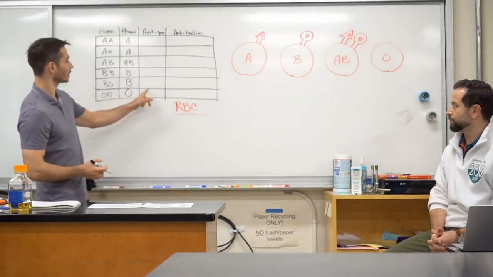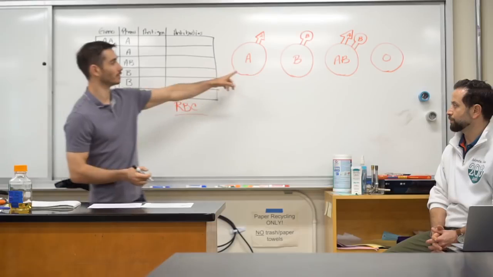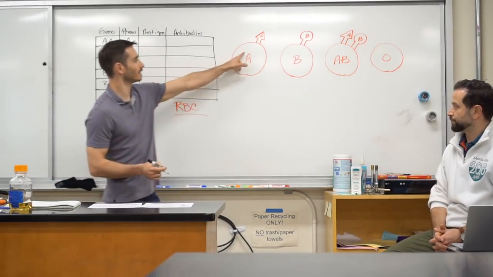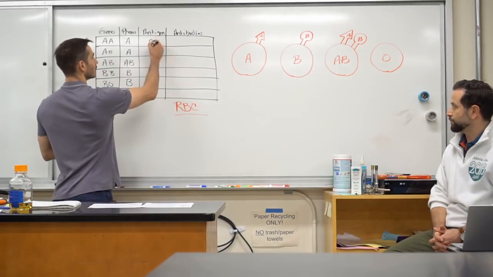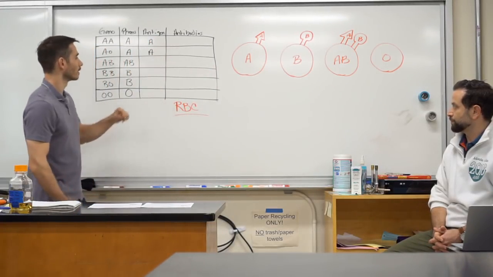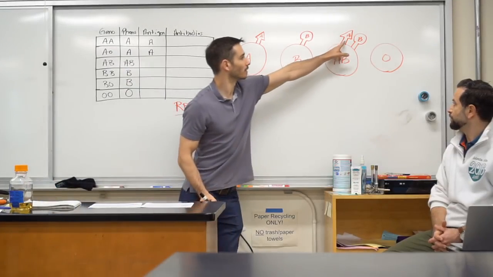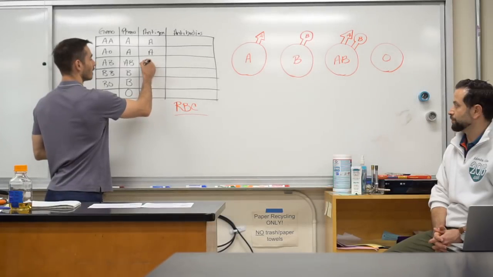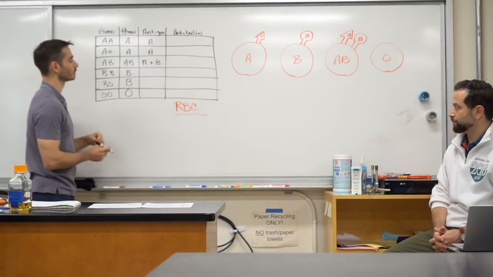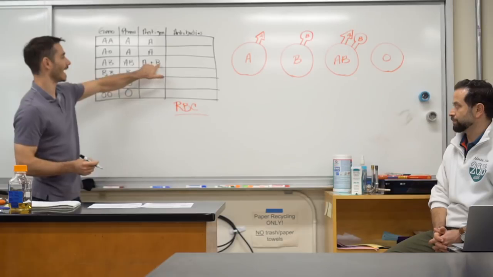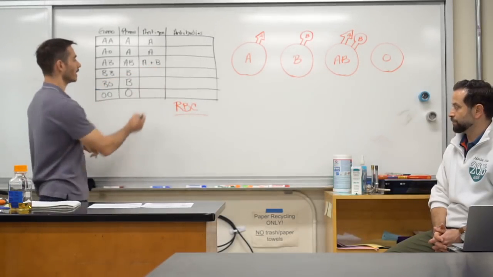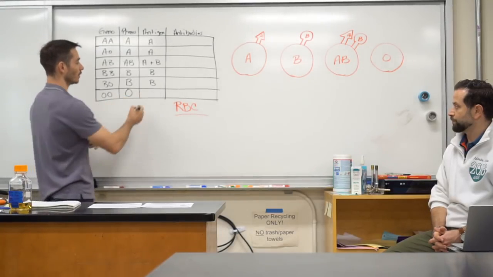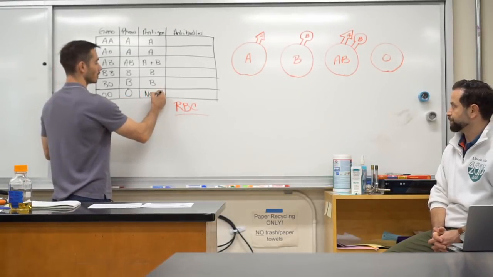Right? And then you can fill out your antigen column as well, based off of the drawings that you made. So any blood type that you see that's A, it has the A antigen. Blood type AB has both antigens. Now I'm not going to write AB, I'm going to write A plus B. Okay. So A and B. For B, we know it has the B antigen. If your blood type is O, you have no antigens. So we'll just write none.